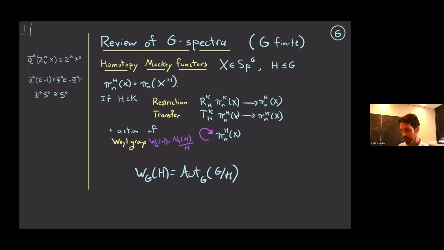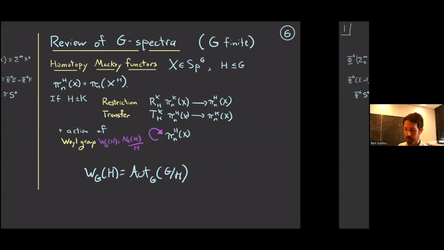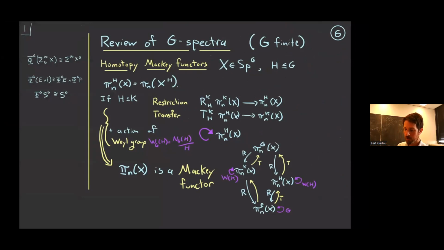Okay, and so then, that gives rise to an action. Anyway, so this data together is what's called a Mackey functor. So I'm going to sort of display it here all together. This kind of picture is how we display a Mackey functor.